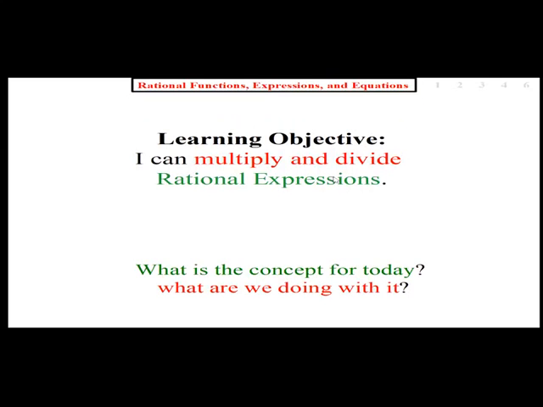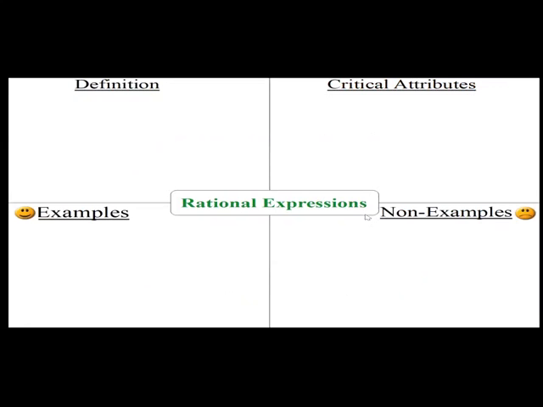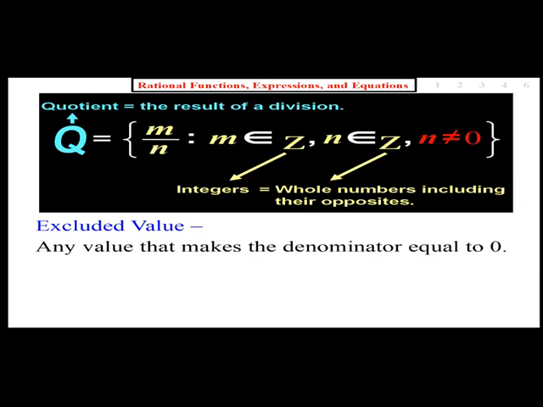Let's get started. Our objective for today, I can multiply and divide rational expressions. Once again, I can multiply and divide rational expressions. Get a Frayer model going for rational expressions. Fill that in. Definition, example, non-example, and symbol. I'll give you 1 minute to get started. Ready, go. All right, so hopefully you finished that Frayer model by yourself.